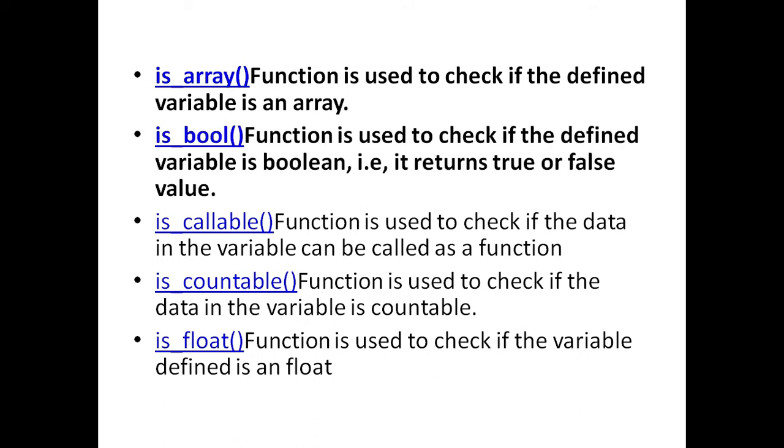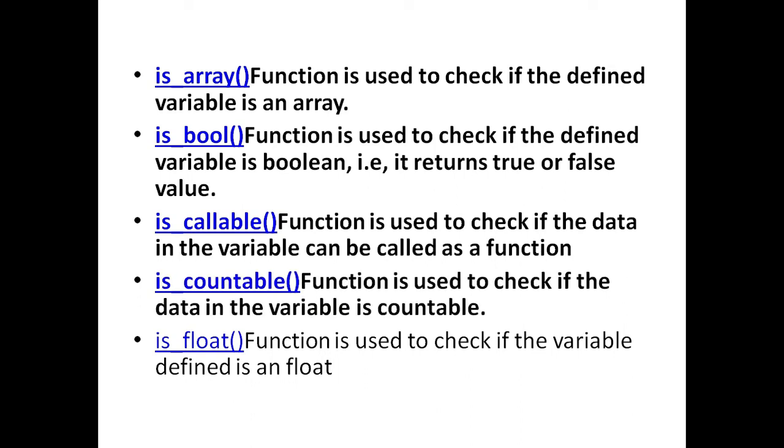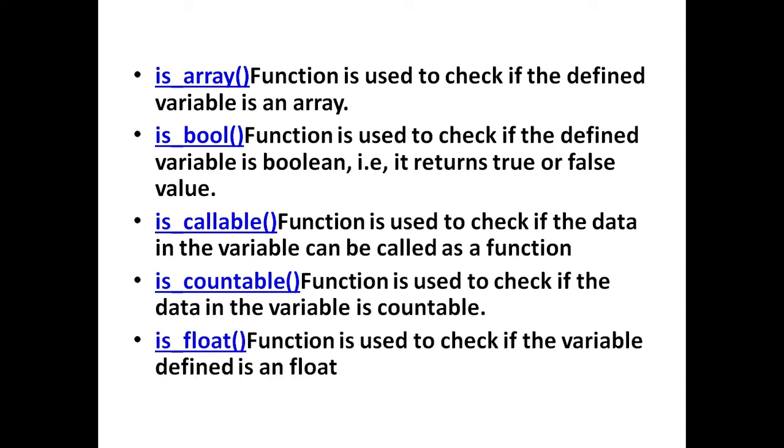The is_bool function is used to check if the defined variable is boolean. The is_callable function is used to check if the data in the variable can be called as a function. The is_countable function is used to check if the data in the variable is countable. The is_float function is used to check if the variable defined is a float.